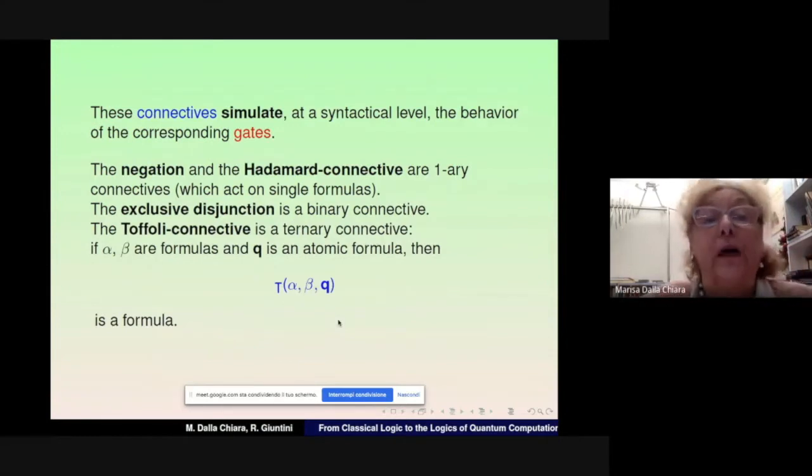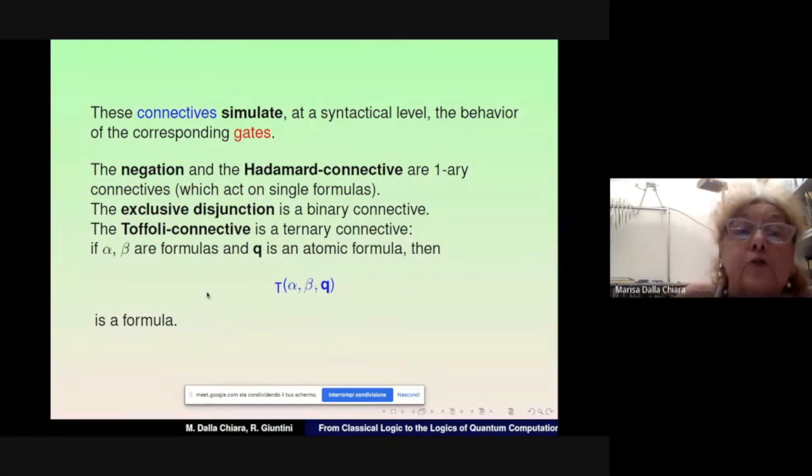And all these connectives simulate at a syntactical level the behavior of the corresponding gates. The negation and the Hadamard connective are unary connectives which act on single formulas. The exclusive disjunction is a binary connective, and the Toffoli connective is a ternary connective. So this is the rule. If alpha, beta are formulas and Q is an atomic formula, then the Toffoli connective applied to the triplet alpha, beta, and Q gives rise to a formula.